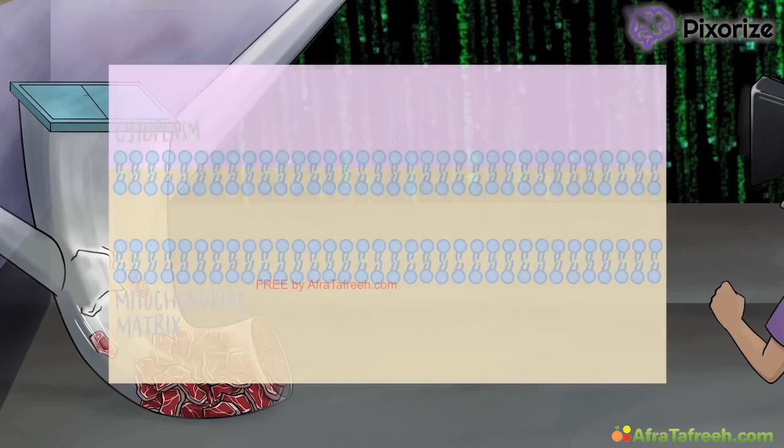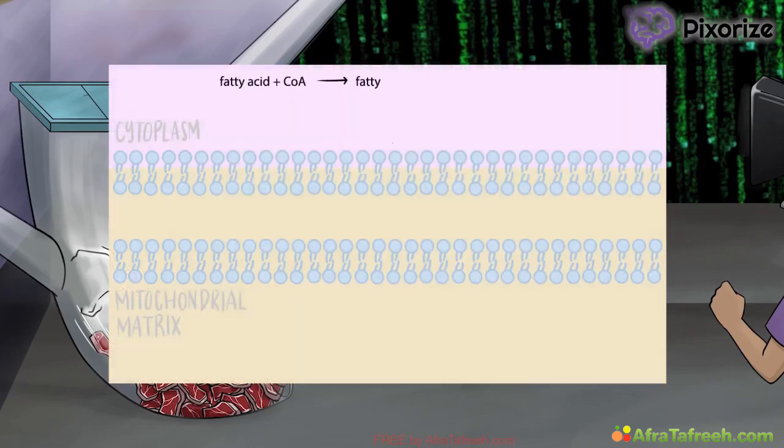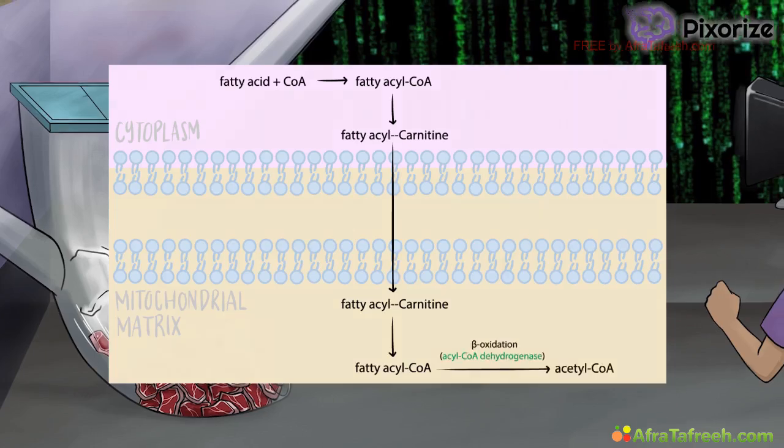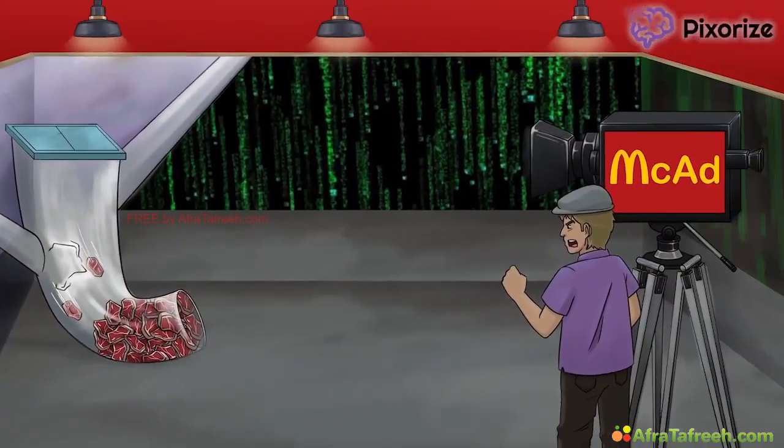Let's go through this more explicitly. First, fatty acids combine with coenzyme A to form fatty acyl-CoA. The fatty acid is then transferred to carnitine, forming fatty acyl-carnitine. After it's attached to carnitine, it can then pass through the inner mitochondrial membrane into the mitochondrial matrix. Once in the matrix, the fatty acid is transferred back to CoA. The resulting fatty acyl-CoA can then undergo beta oxidation, which generates energy. With that out of the way, let's get back to the story.